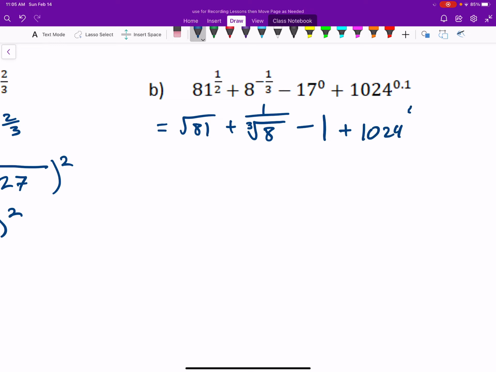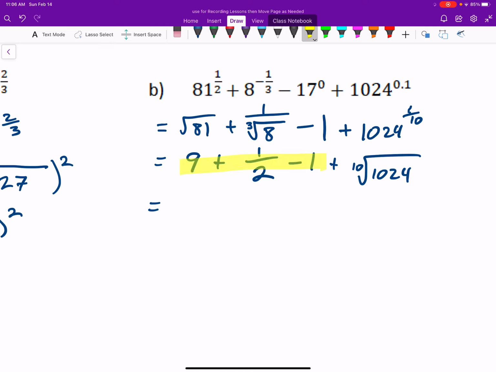1024 to the 0.1 is the same as 1/10. So square root of 81 is 9. Cube root of 8 is 2, so it's 1 over 2 minus 1. This one's going to be the 10th root of 1024. I can start adding these together since there's no reason not to. That's 9.5 minus 1. That gives me 8.5.